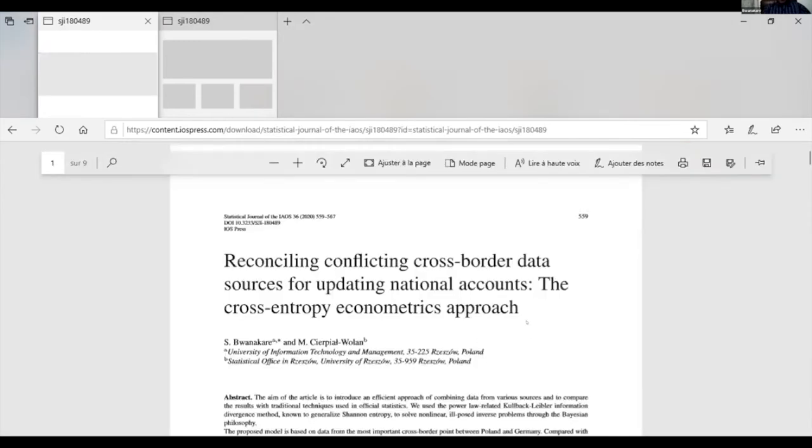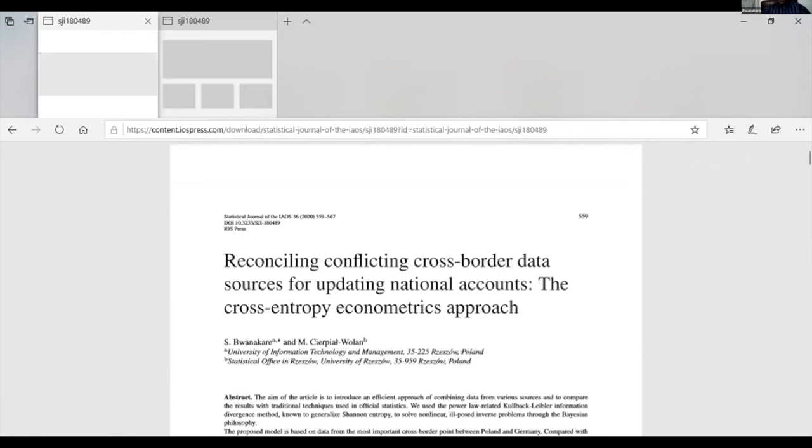In the example that I presented, in this case, we have to reconcile conflicting cross-border data sources for updating national accounts using this cross-entropy economic approach. We have official data from a survey and data from sensors at the border between Germany and Poland, and combining this data, we found the distribution of cars, vehicles, according to the type of vehicles and according to the origin of these vehicles.